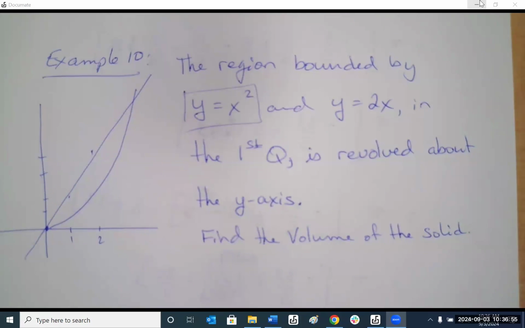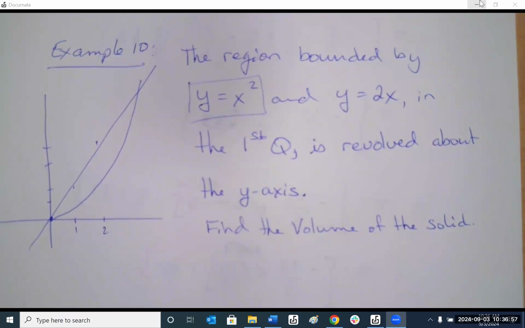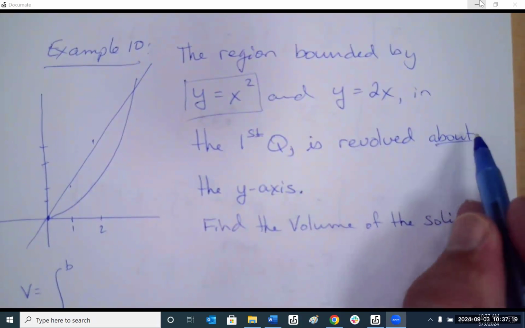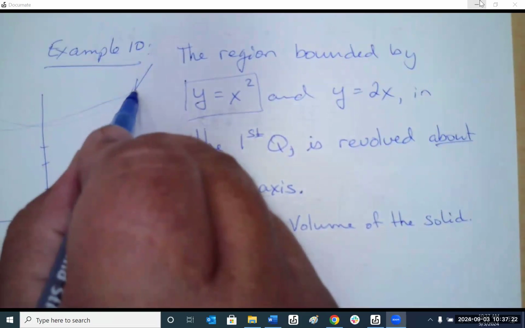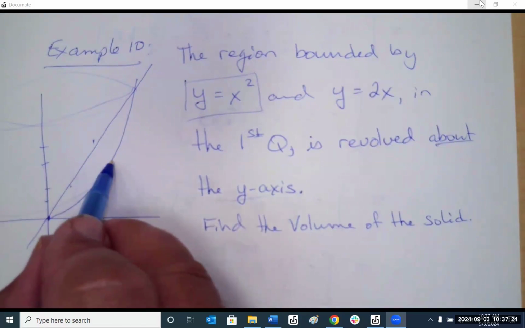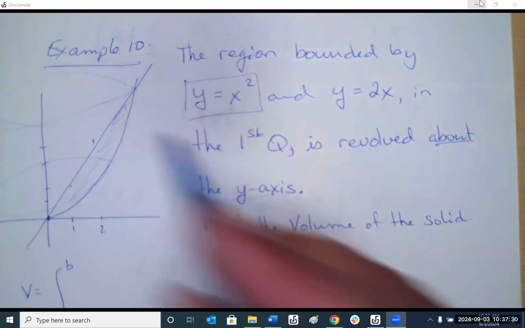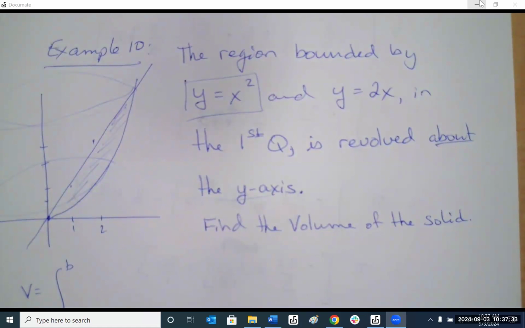So what good is that graph going to do for us? We can't find the volume until we know the bounds of integration. Which way are we rotating it? About the y-axis, so we're going this way. So we're just taking this solid here and rotating it around the y-axis. So what does that mean?